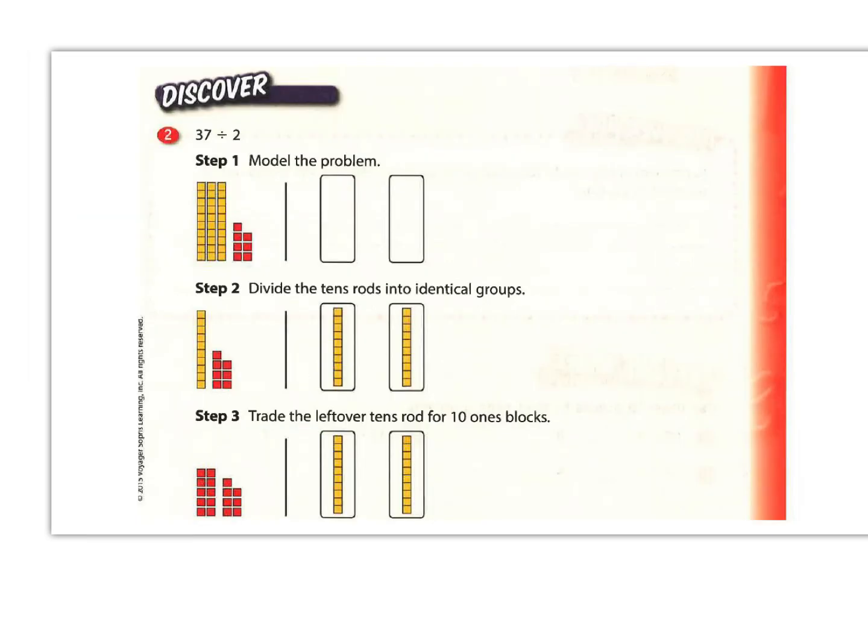So here's how we're going to do this. 37 divided by 2, we're going to model the problem. Here's 37 with your base 10 blocks, and then you make 2 groups. Then you divide the tens rods into identical groups. You have 1, 2, but then you have 1 left over. So then it says you're going to trade the leftover tens rod, this leftover one that didn't evenly divide, for 10 ones. So here it is as 10 ones, and then we still have the 7 ones over here.